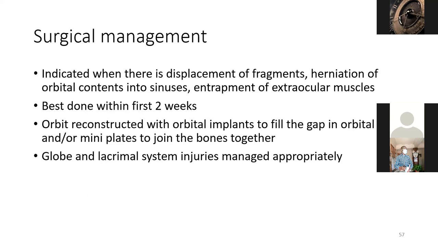Surgical management is indicated when there is displacement of fragments, or when there is herniation of orbital contents into sinuses, or there is entrapment of extraocular muscles. This is best done within the first 2 weeks. It is very important, if you are going to refer this to the specialist, to do it quickly. Once the patient has been there for a month, it may be too late to do anything as far as reconstructing the orbit is concerned. The orbit is reconstructed with orbital implants to fill the gap in the orbital floor, and mini plates to join the bones together. The globe and lacrimal system injuries are managed appropriately.